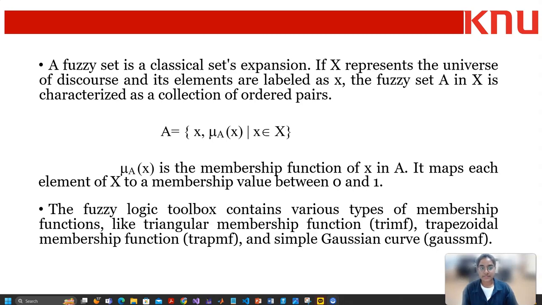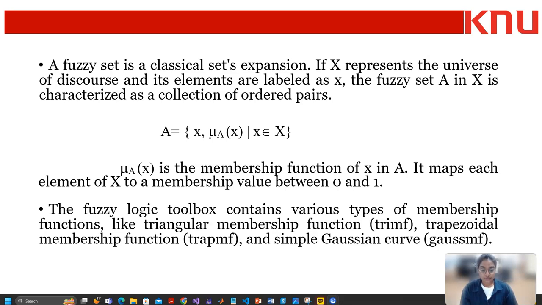If capital X represents the universe of discourse and its elements are labeled as small letter x, the fuzzy set A in capital X is characterized as a collection of ordered pairs, represented in the equation A = {(x, mu_A(x)) | x ∈ X}, where mu_A(x) is the membership function of x in A. It maps each element of capital X to a membership value between 0 and 1, with 0 being the least relation and 1 being the maximum relation between two elements.